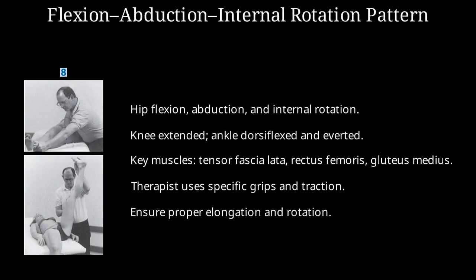This pattern involves hip flexion, abduction, and internal rotation, with the knee extended and the ankle dorsiflexed and everted. Key muscles include the tensor fascia lata, rectus femoris, and gluteus medius. The therapist uses specific grips and traction to guide the motion, ensuring proper elongation and rotation throughout.